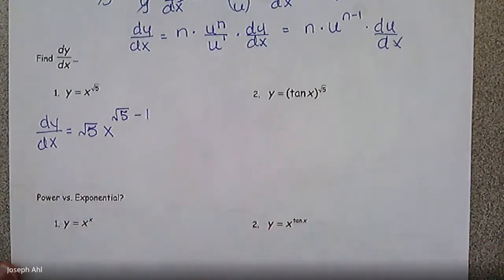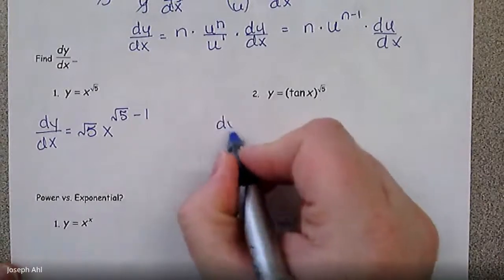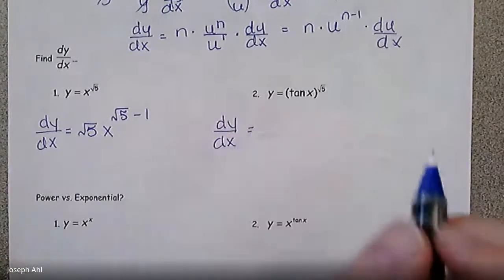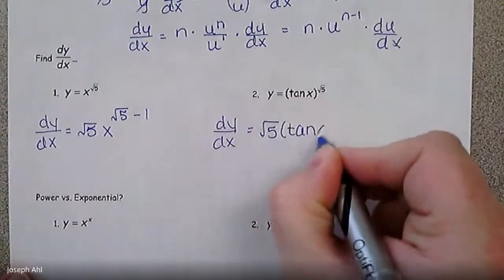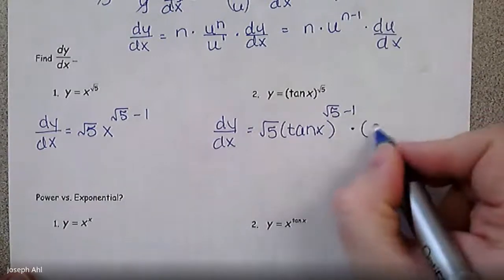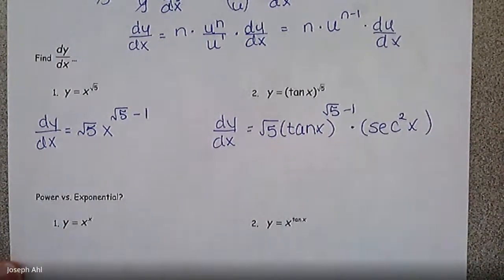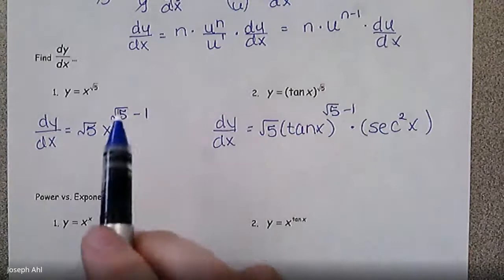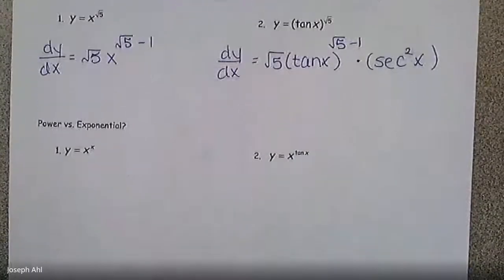Same idea for number 2, but we've got some chain rule to work with there. So for number 2, dy dx would be, bring the exponent down, radical 5 times tan x to the radical 5 minus 1, but times the derivative of the inside, which is secant squared. So that should be pretty easy to find, and we shouldn't really have to question ourselves about what the rule is anymore when we're faced with something that's an irrational exponent like we see up there.